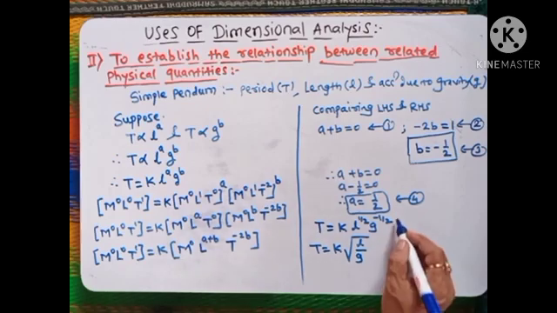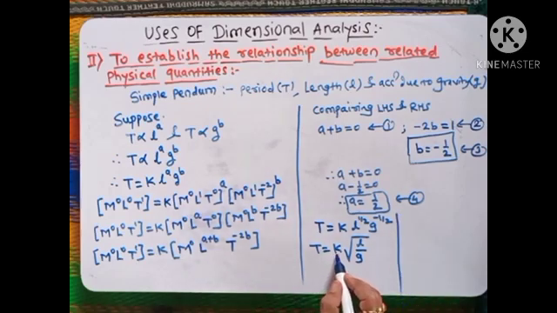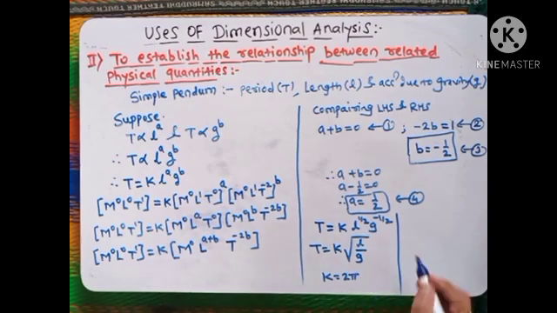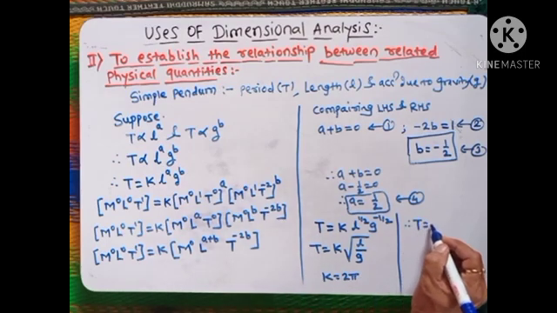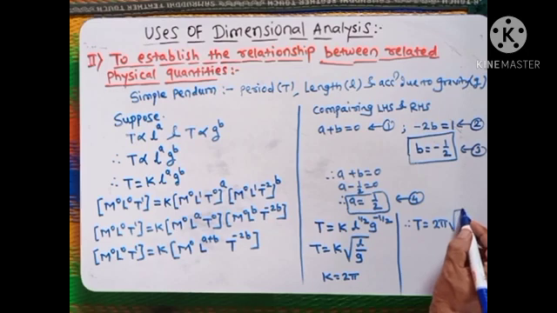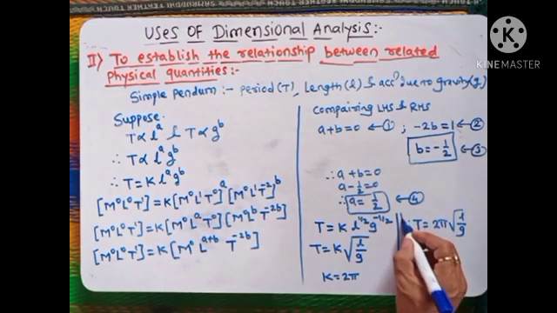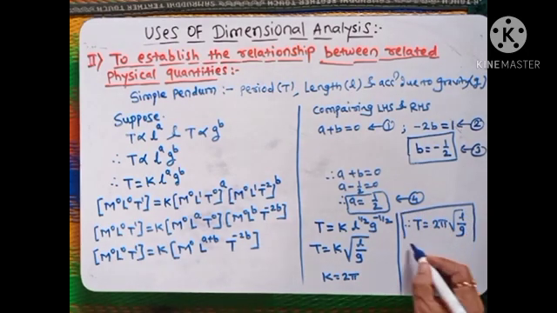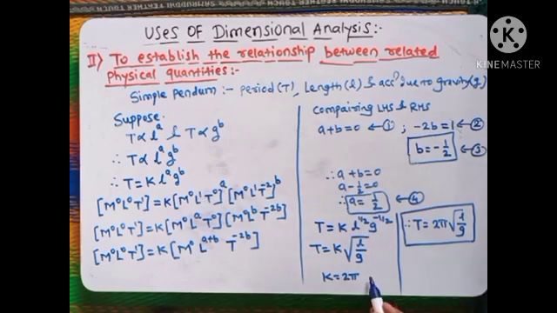And by experiment, it is obtained that the value of k is directly equal to 2 pi. We take the value of k equal to 2 pi, and therefore T is equal to 2 pi root L upon g. This is the formula for the period in case of a simple pendulum. Here you take k equal to 2 pi directly. That means by observations it is obtained.